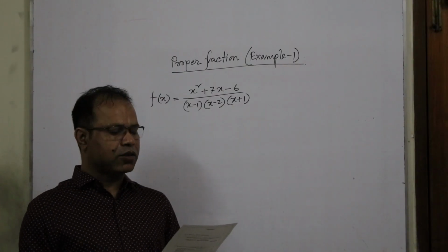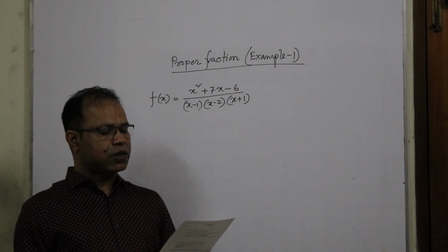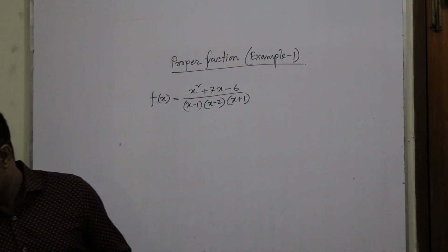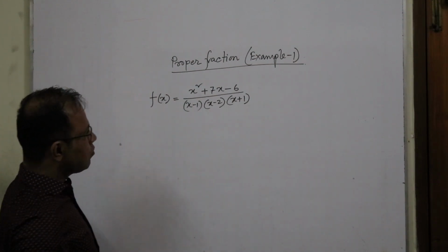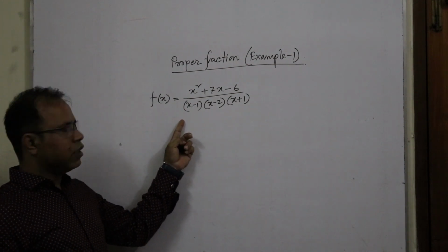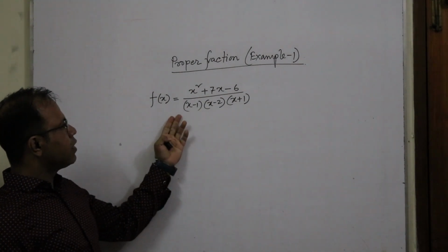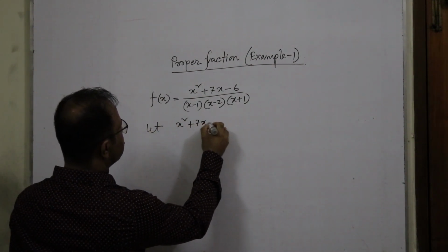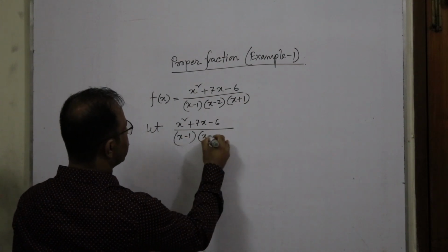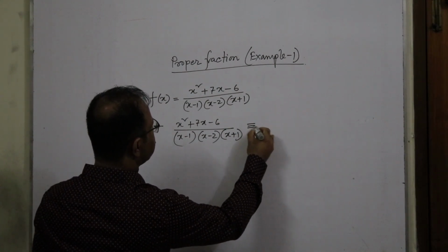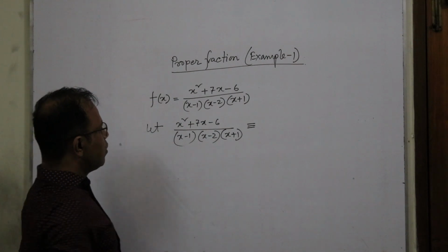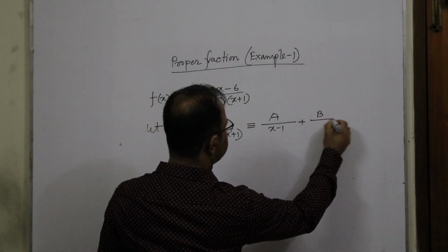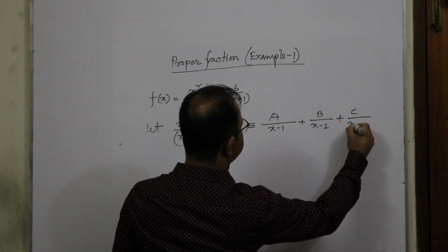Let f(x) equal x squared plus 7x minus 6 over x minus 1 times x minus 2 times x plus 1. Express f(x) in partial fractions. This is our expression. This is a proper fraction, since if we multiply the denominator it will be x cubed, and the top is x squared. So let x squared plus 7x minus 6 over x minus 1 times x minus 2 times x plus 1 be identically equal to a over x minus 1 plus b over x minus 2 plus c over x plus 1. Here there are three terms, so we should use three variables.